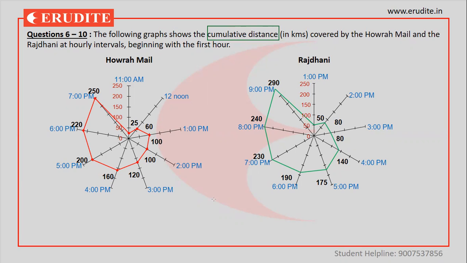cumulative distance. Like at 3 o'clock, what is the distance covered? 120. At 4 o'clock, what is the distance covered? 160. So 3 to 4, this time span, what is the distance covered? 40.